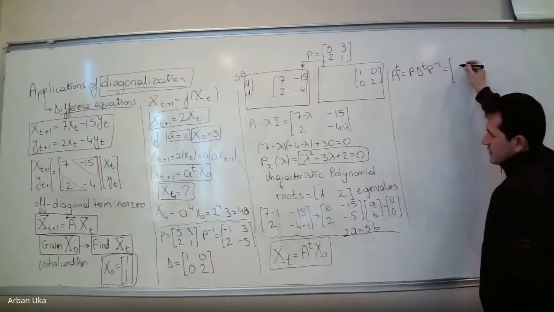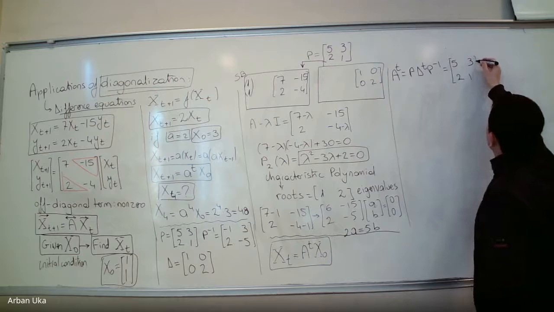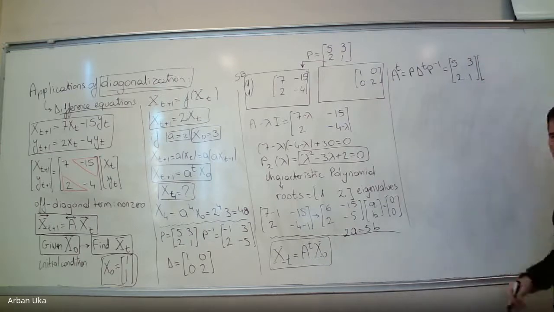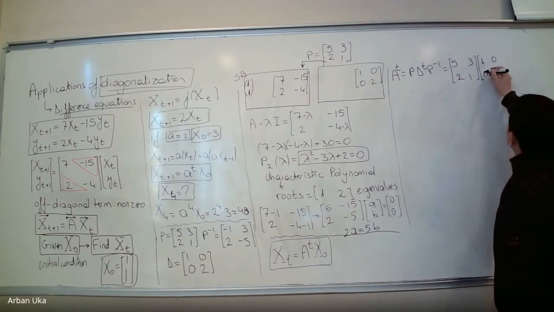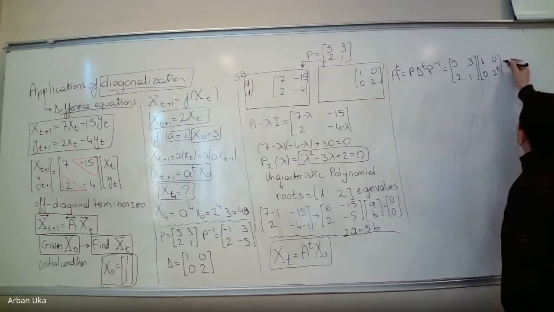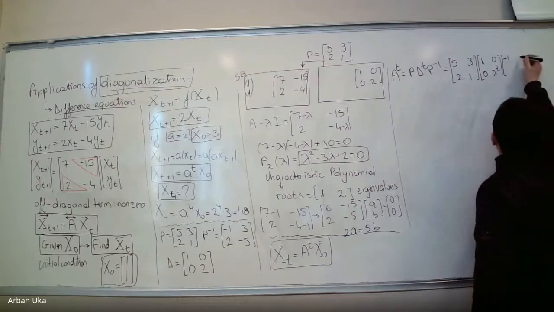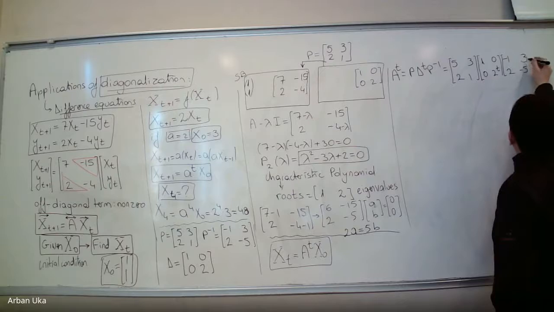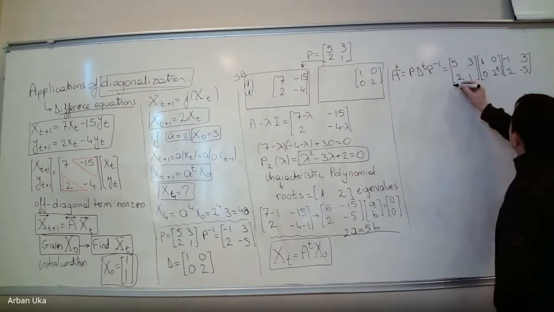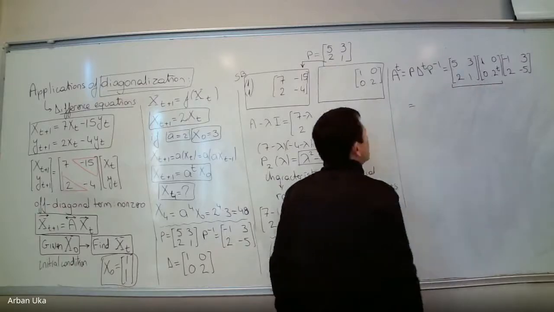And this is equal to, you can see this much on the board. So P, 5, 3, 2, 1. The diagonal matrix, this is 1 to the power t, so we get 1, 0, 0, 2 to the power t, and multiplied by the P inverse, which is minus 1, 3, 2, minus 5.